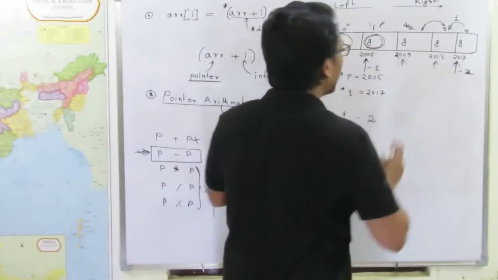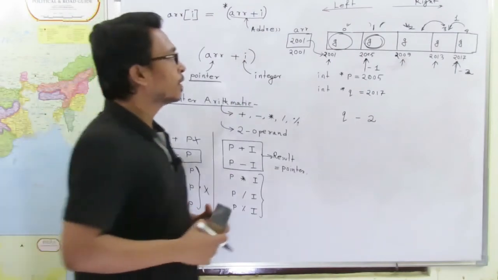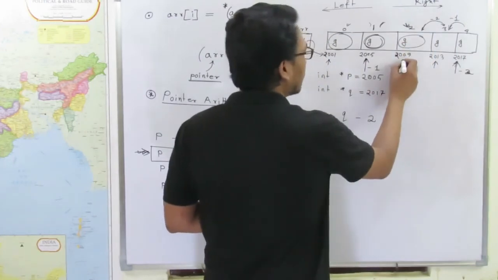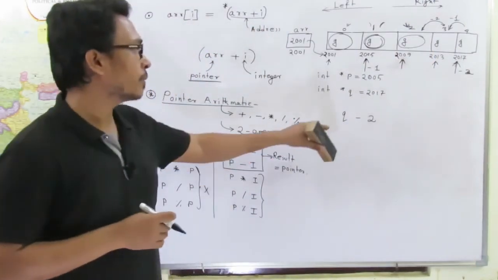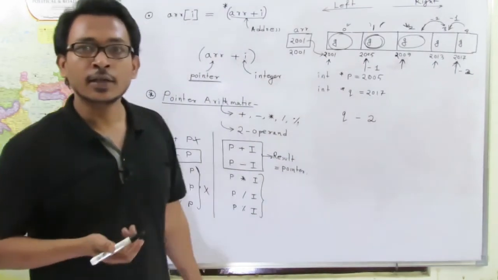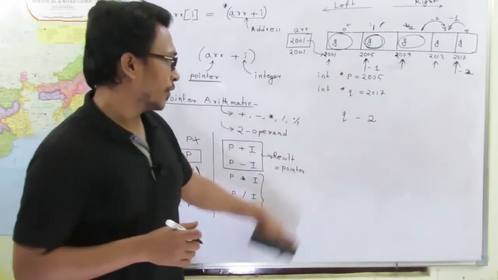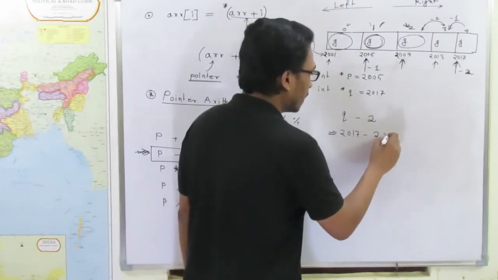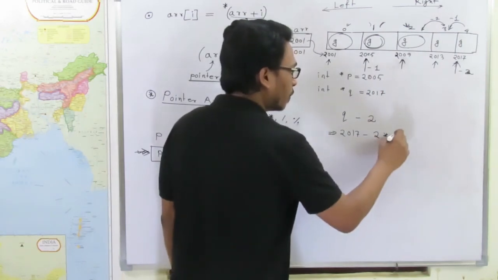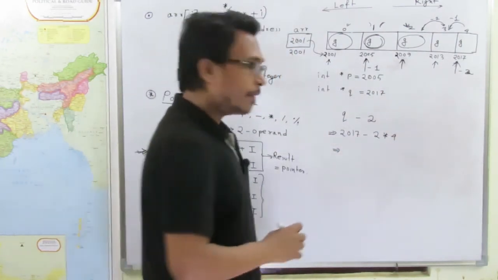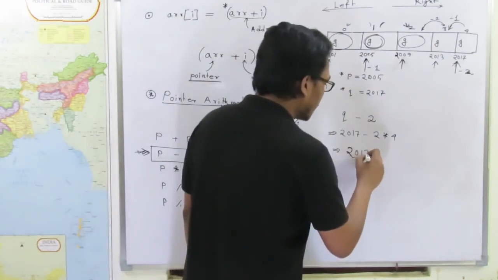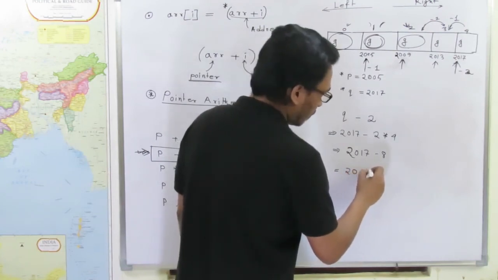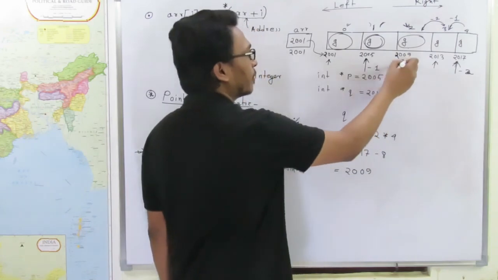Let's see if we get 2009 or not. So this is our -1, this is our -2, and we reach this particular block, and the base address of this block is 2009. So the result of this operation will be 2009. Let's verify. The value of q is 2017 minus 2 into size of data, that means integer, so 4 here. So it will give 2017 minus 8, so 2009. That's what we get here also.